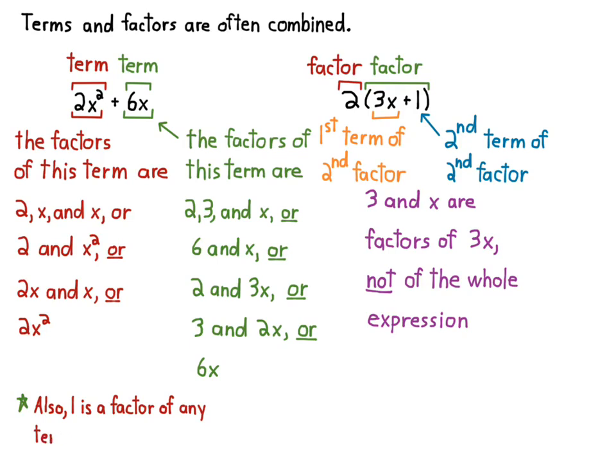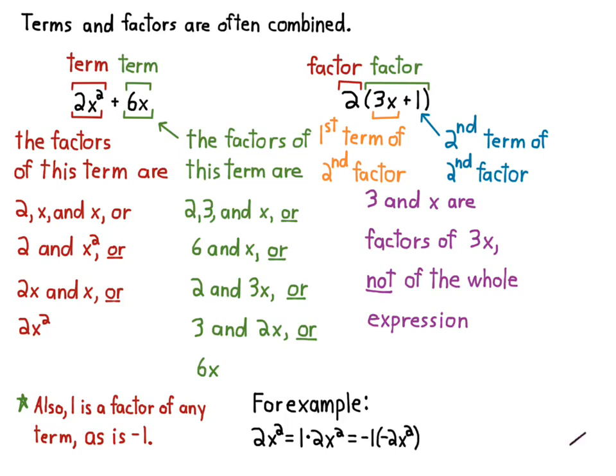Also, one I wanted to mention, I did mention on a previous slide, a previous video, but 1 is a factor of any term, as is negative 1. So, for example, 2x squared can be written as 1 times 2x squared. So 1 is obviously a factor of 2x squared. Negative 1 is also a factor of 2x squared. You just have to multiply it by negative 2x squared. Right? Negative 1 times negative 2x squared is 2x squared. So the negative 1 here is a factor of 2x squared.